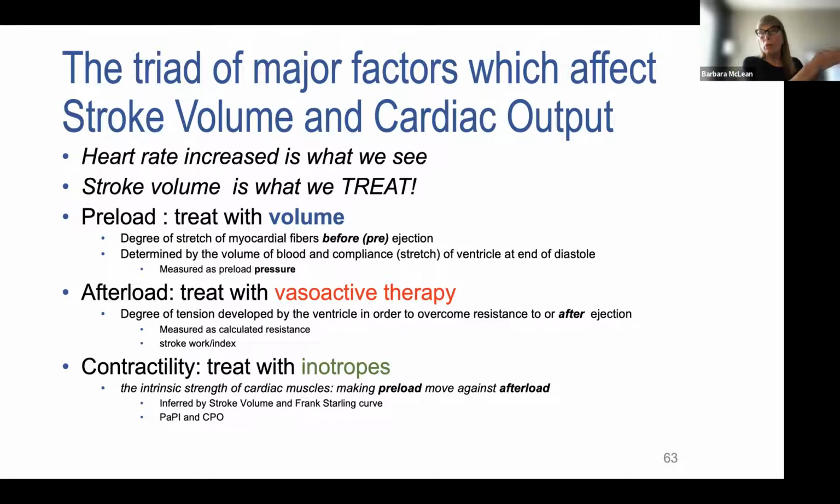Okay, so we always remember those trio of major factors which affect ventricular efficiency and ventricular output. So heart rate, of course, heart rate times stroke volume. Heart rate is what we see. Heart rate is frequently what we treat. And we're going to pay a lot of attention to an increased heart rate. Stroke volume is really what you care about.